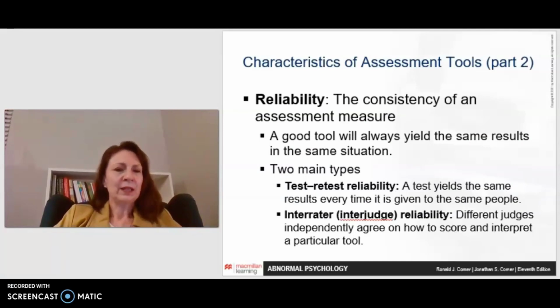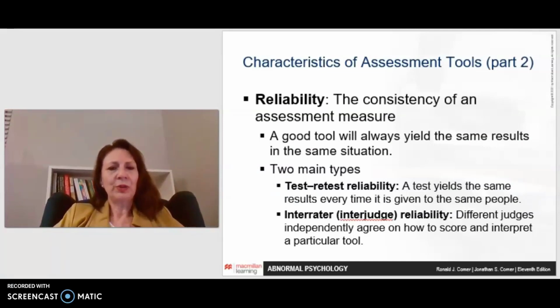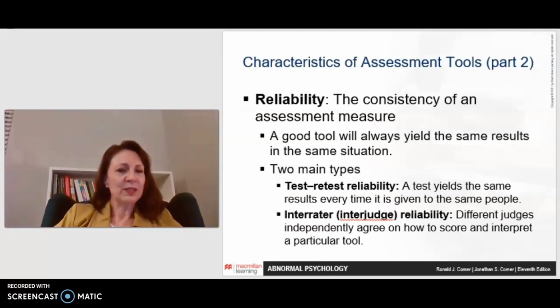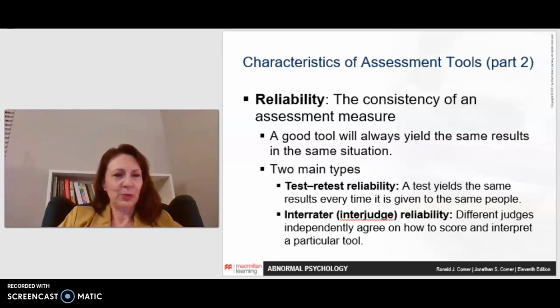Reliability is the consistency of an assessment measure, and a good tool will always yield the same results in the same situation. So there are two main types: test-retest reliability, which is where a test yields the same results every time it's given to the same people. And then inter-rater or inter-judge reliability, that's where different judges independently agree on how to score and interpret a particular tool.